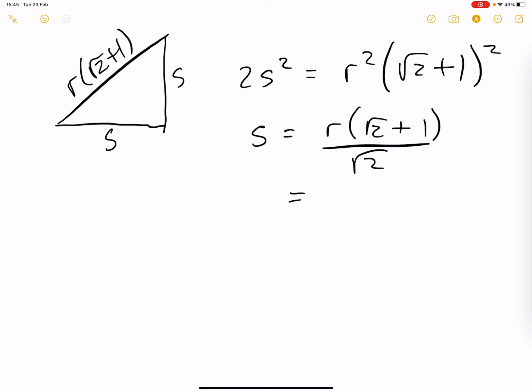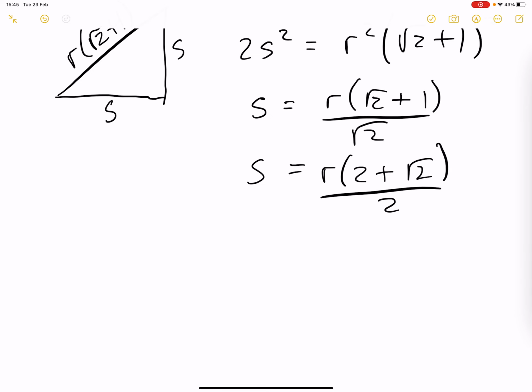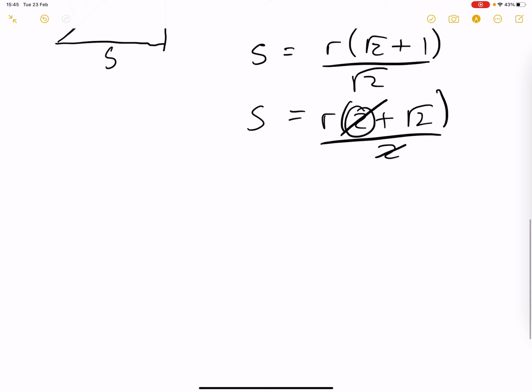And now we're going to rationalise the denominator and say that s is equal to r times (2 plus root 2) over 2. And this 2 here will cancel, and we're just left with s is equal to r times (root 2 plus 1).